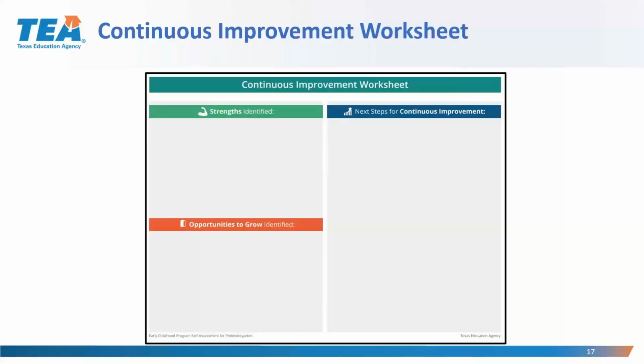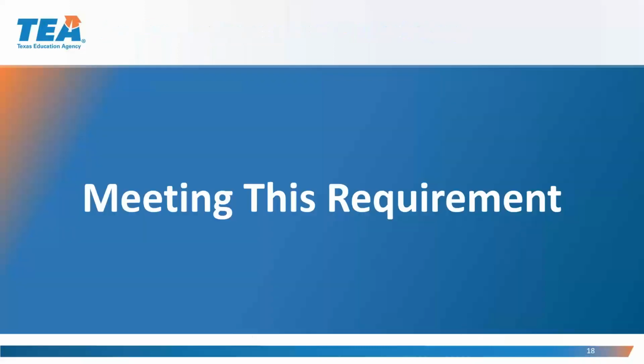The next step in the self-assessment process is to identify strengths, opportunities to grow, and then to write out the next steps. This page also could be used to communicate the results of the program evaluation, which, remember, is a requirement of this high-quality component. Conducting an annual program evaluation focuses an LEA's continuous improvement efforts to increase the quality of their pre-kindergarten classrooms.